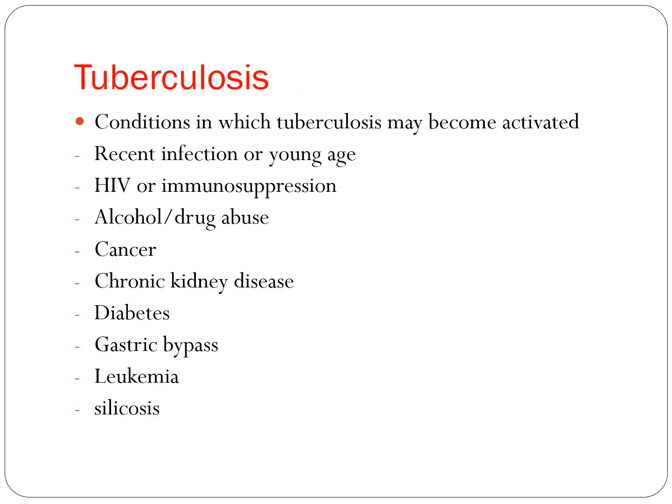Next one is tuberculosis. Tuberculosis is a condition that may become activated with recent infection or young age, HIV or immunosuppression, alcohol or drug abuse, cancer, chronic kidney failure, diabetes, gastric bypass, leukemia, and silicosis. Mainly we see it in HIV cases or recurrent infection cases.